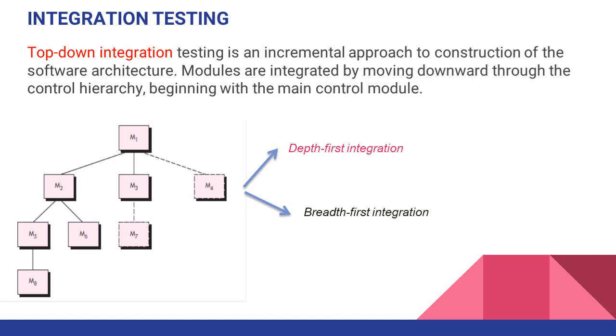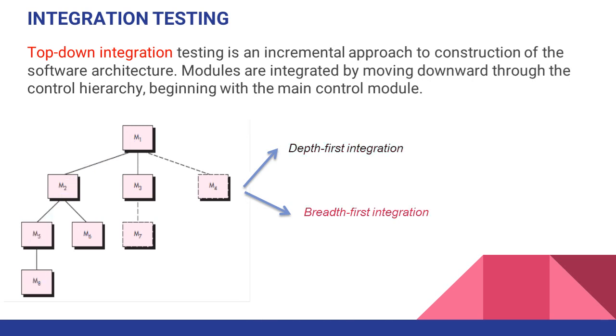For example, selecting the left-hand path, components M1, M2, M5 would be integrated first. Next, M8 or M6 would be integrated. Then the central and right control paths are built.